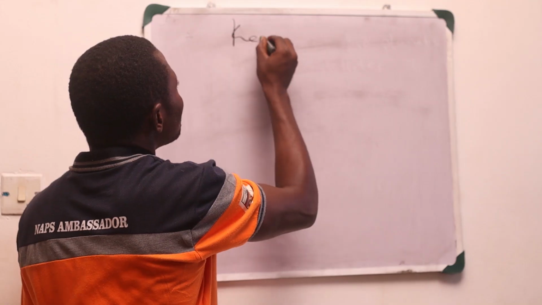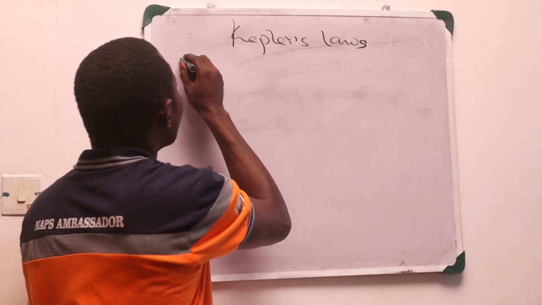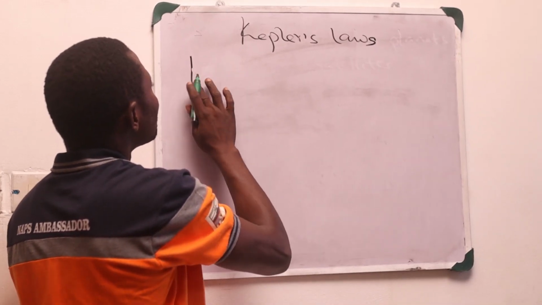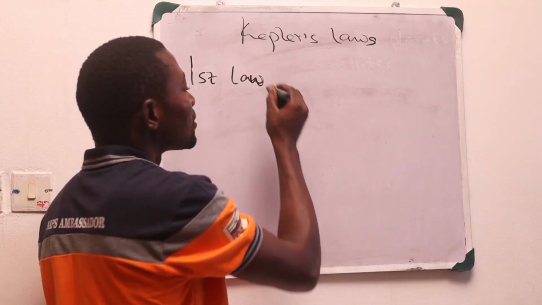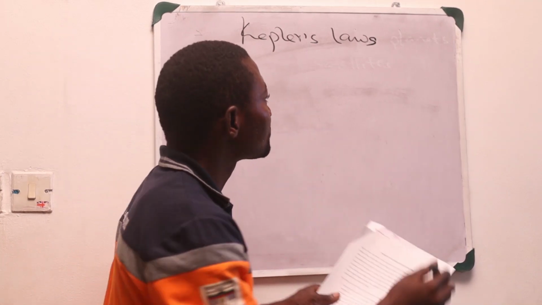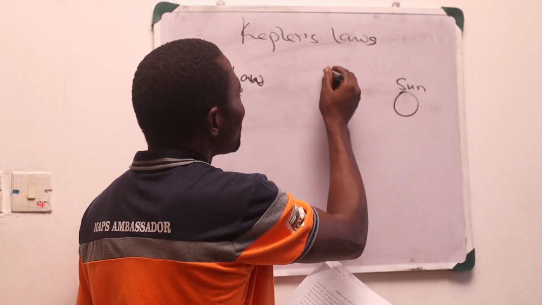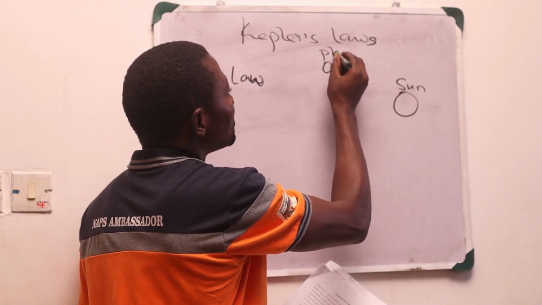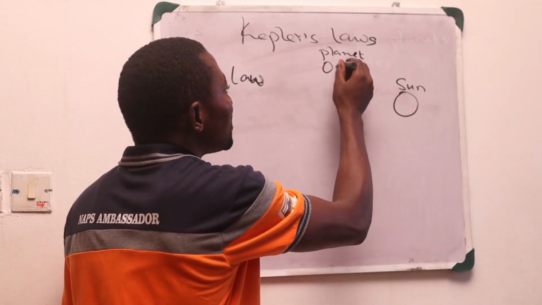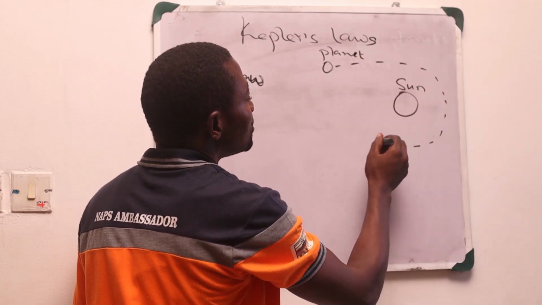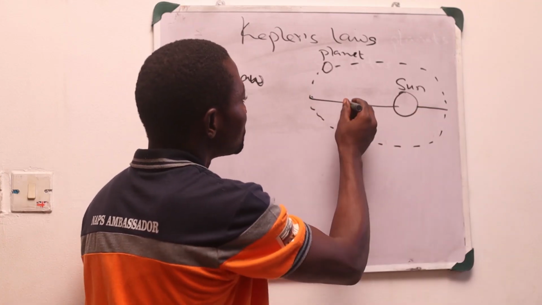Kepler's law. There are three of the laws. Let's look at the first one. According to the first one, if you have the sun and a planet, each planet revolves around the sun in an elliptical orbit.